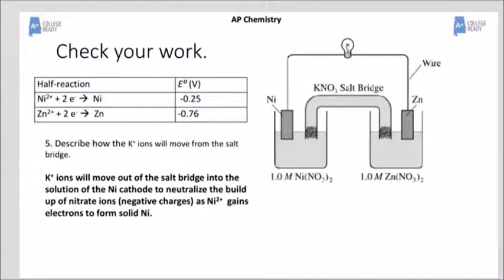And 5, it's only asking about the K plus ion, so remember that's a cation, and just think cations, cathode. So the K plus ions would be moving from the salt bridge towards the cathode, in this case the nickel. They're trying to neutralize the buildup of charge as the nickel 2 plus ion is leaving the solution as solid nickel.